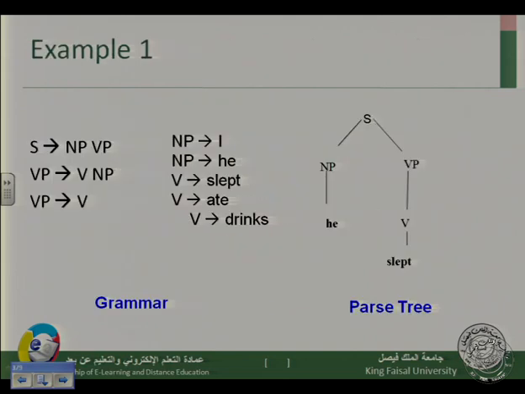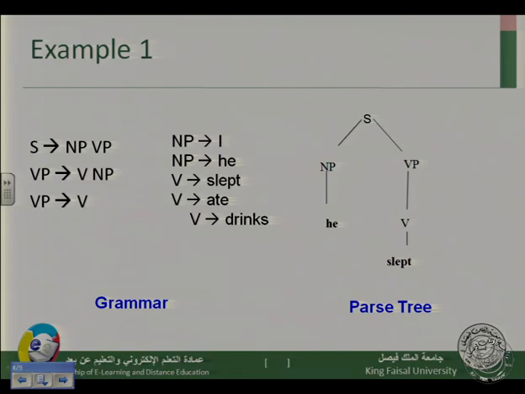So let's have an example. Here we have S, the sentence. I assume that you have studied syntax before, and I'm sure that you have studied all of these before. So S is a sentence, NP a noun phrase, and VP is a verb phrase. So here we have the sentence, he slept. This is a parse tree, and here is the grammar.